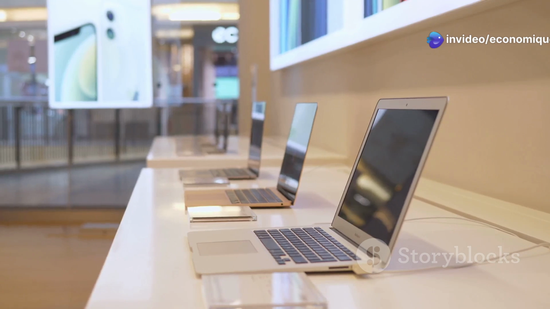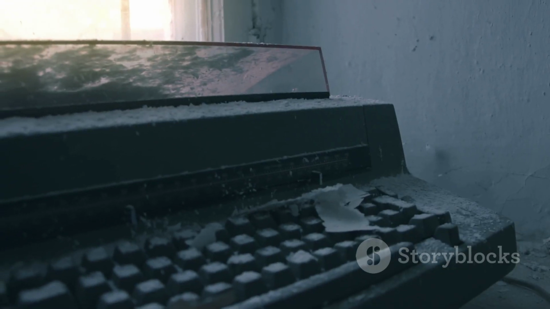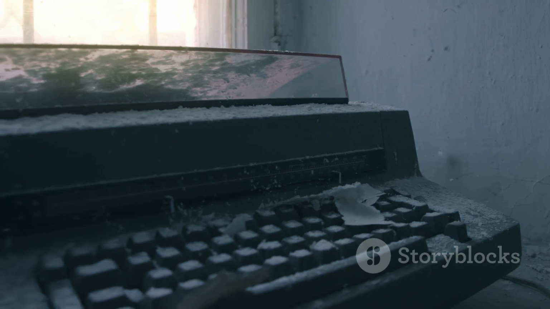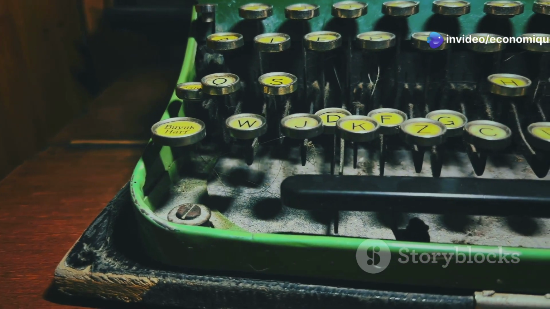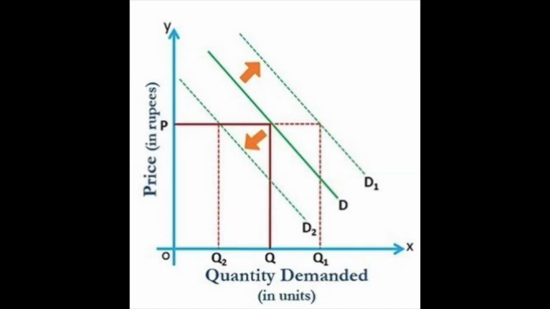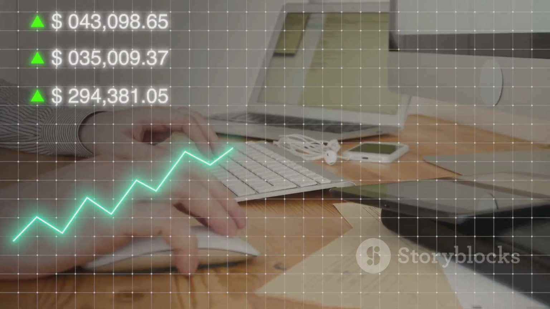Now let's consider the fall in the price of personal computers. With computers becoming cheaper, people may no longer see the need for typewriters. As a result, demand for typewriters would likely decrease, causing a leftward shift in its demand curve. The cheaper price of one good, computers, makes the other good, typewriters, less desirable.